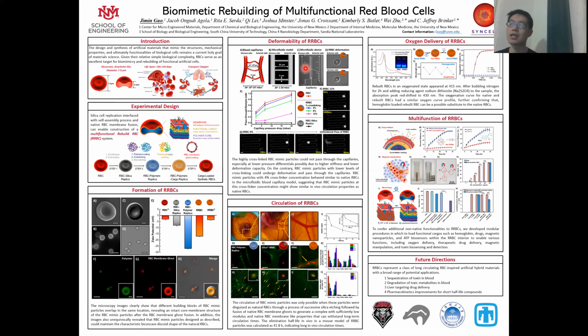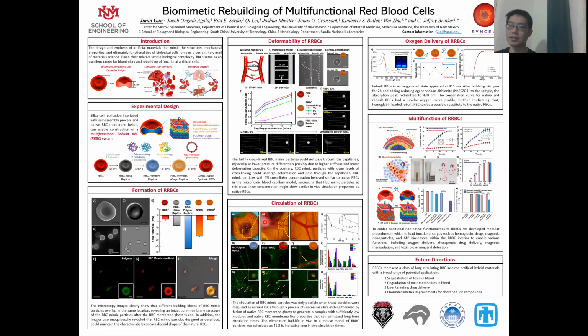For this case, we built a microfluidic blood capillary model, which is similar to the in vivo microvasculature systems. Then we saw that the red blood cell mimic particles with 4% cross-link concentration behave totally the same as the native red blood cells. This suggests our rebuilt red blood cells might show similar in vivo circulation properties as native red blood cells.